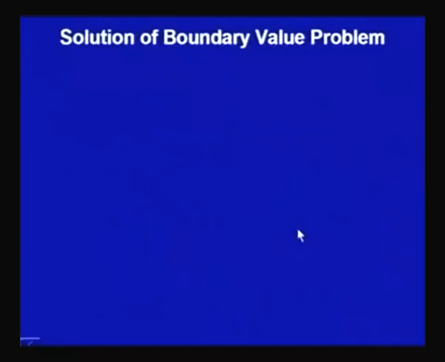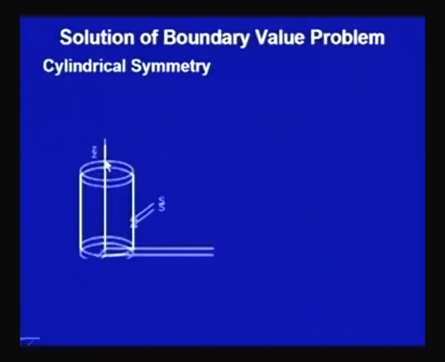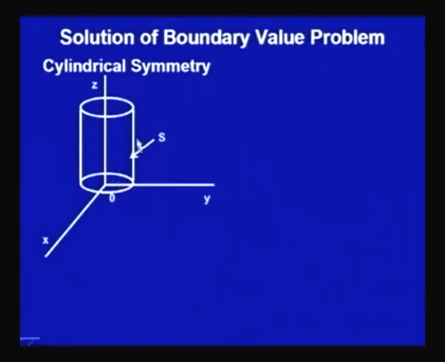So, in that one, we first see if my surface has cylindrical symmetry. In the solution of a boundary value problem, we first see if the surface has cylindrical symmetry. Suppose, for example, my region is this cylinder, and for the boundary condition we are defining it on the surface of this cylinder, S. Then we would change my Laplace equation into cylindrical coordinates.